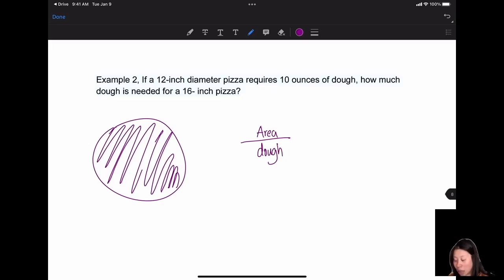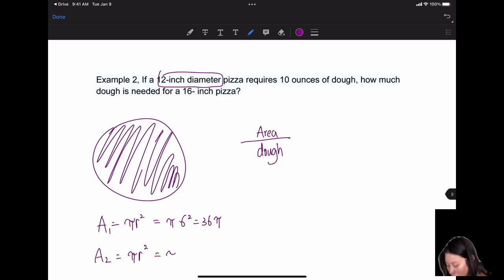But now we just know the diameter. We don't know the area of each pizza. So the first thing we need to do is find the area of the pizza. The area of the pizza, we learned, is equal to pi r squared. R is the radius, but they're giving you the diameter, right? The diameter is double the radius. So if the diameter is 12 inches, the radius should be 6 inches. So the area for the first pizza should be 36 pi. So let's say A1. A2, the area for the second pizza should be pi times half of the diameter, which is 8, squared. So that gives you 64 pi.